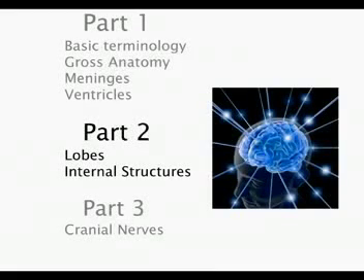Okay, so we covered part one already, which really just talked about some of the gross anatomy and two fairly basic structures, the meninges and the ventricles. Part two gets into a little bit more detail about the lobes and then some specific internal structures and what they do.